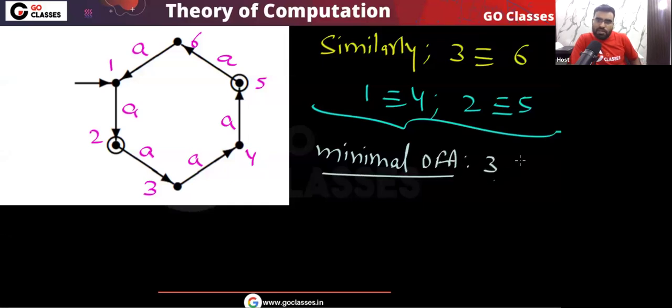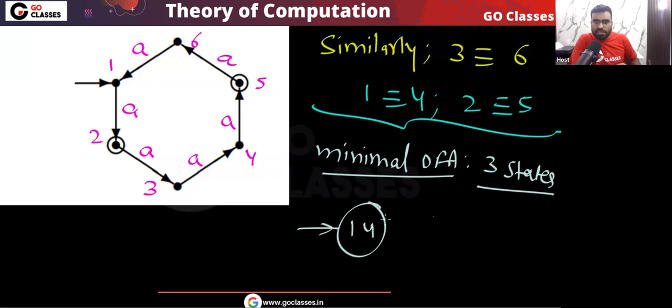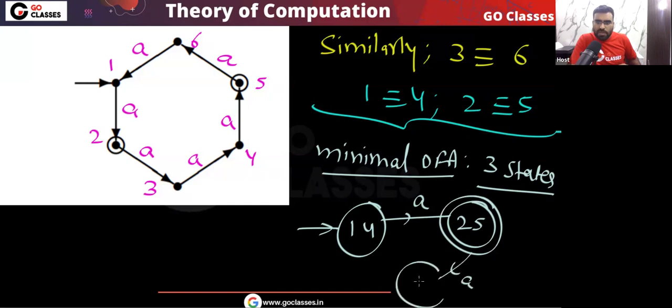The minimal DFA will have only 3 states. Your initial state will be 1 4. On symbol A, you will go to state 2 5, which is the final state. On another symbol A, you will go to state 3 6. And on another symbol, you will go to state 1 4. Is this clear? So this is your minimal DFA. Please tell me, is this point clear? So very easy.